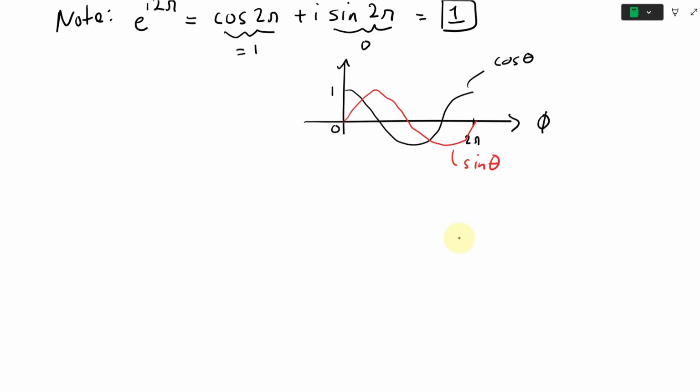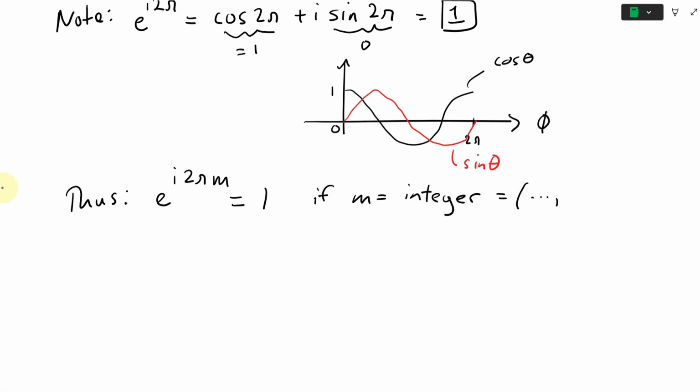Thus, e to the I 2 pi m equals 1 if m equals an integer. It could be plus or minus: dot, dot, dot, -2, -1, 0, 1, 2, dot, dot, dot. It keeps going on and on.